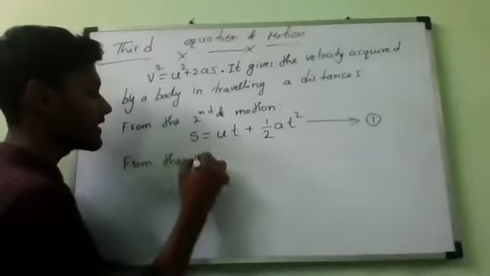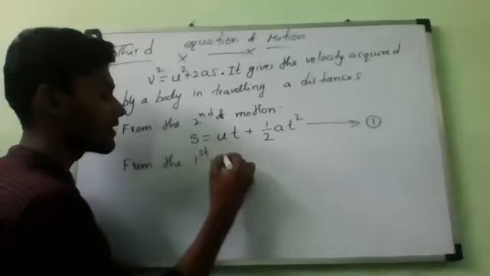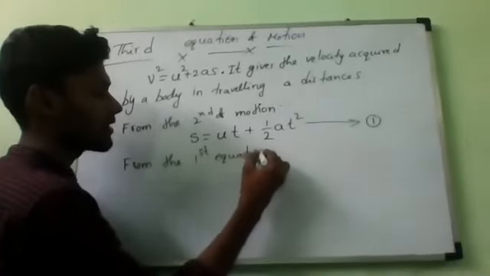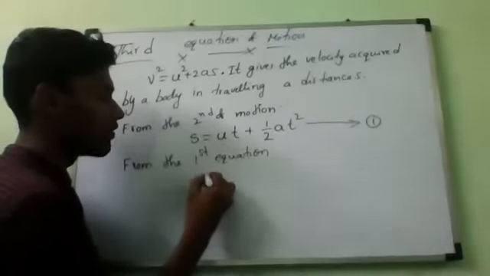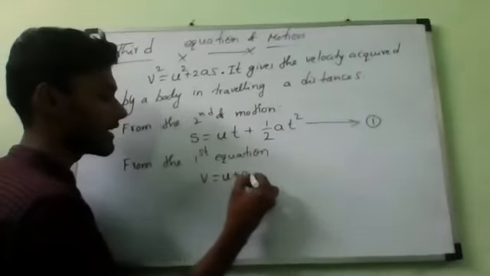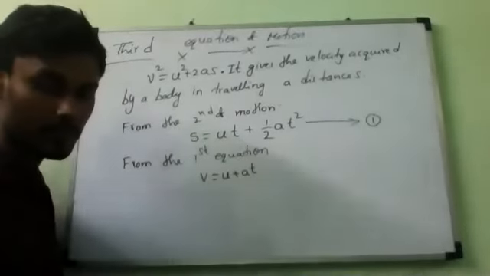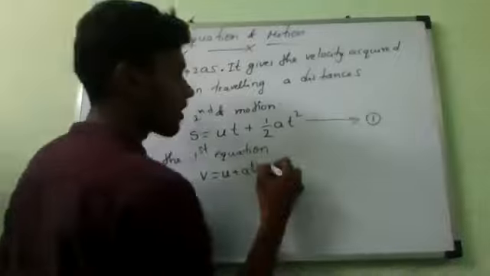Now, let us see how to remove it. From the first equation, you tell me, what is the first equation? V equals u plus at. Is it yes or no? Let us assume this is equation number 2.